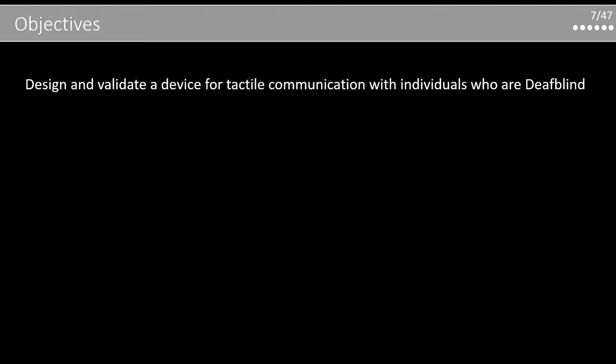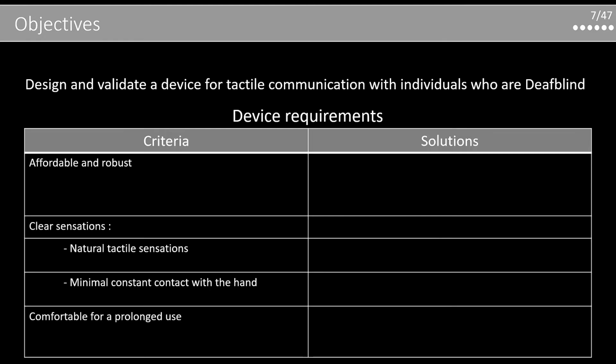So the objective of this project was to design and validate a device for tactile communication with individuals who are deafblind. And in order to do that, the device has to take into account several requirements. The first requirement is, like the two other devices, to be affordable and robust. But this time it has to care about the natural tactile sensations, and also minimize the constant contact with the hand. In order to be used for a prolonged period of time, the device also has to be comfortable.